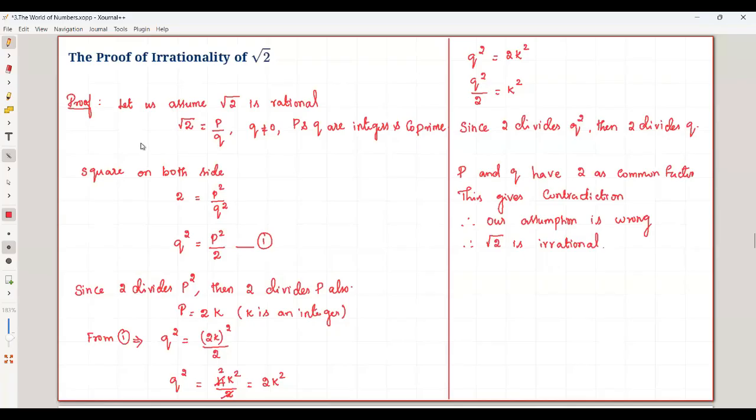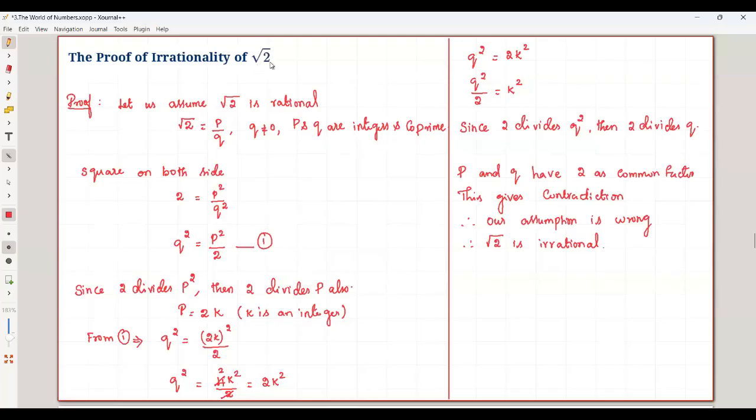Once again, I'll just repeat. We have to prove root 2 is irrational. For that, I am assuming root 2 is rational. If it's rational, we can write it in the form p by q, q is not equal to 0, where p and q are integers and co-prime. Co-prime means they should have only 1 as a common factor. We have proven p and q have 2 as a common factor, so 1 is a common factor and 2 is also a common factor. It has more than 1 common factor. Therefore, this gives a contradiction. Our assumption is wrong. So, root 2 is irrational. This is called proof by contradiction.